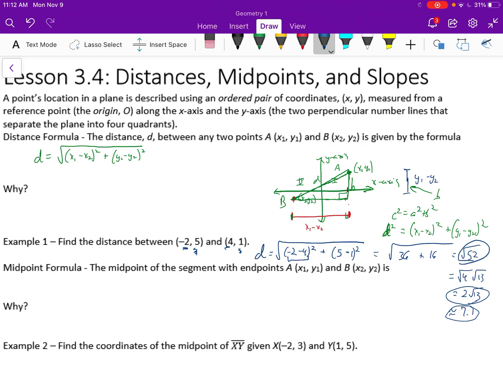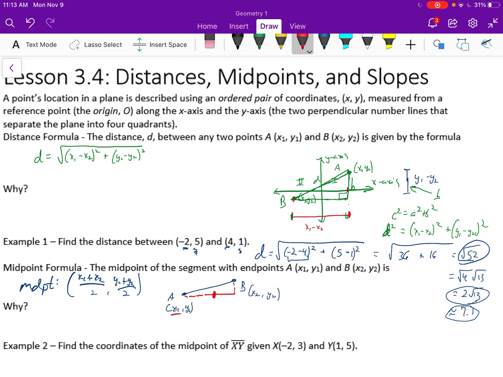The midpoint formula. So if you have 2 points, A and B, kind of like before, here's A and here's B. It's going to be x sub 1, y sub 1, and this is x sub 2, y sub 2. The midpoint will be given by (x sub 1 plus x sub 2 over 2, y sub 1 plus y sub 2 over 2). That is the formula. Why does that work out? Well, really what we're doing is we're finding the average of the horizontal distance.